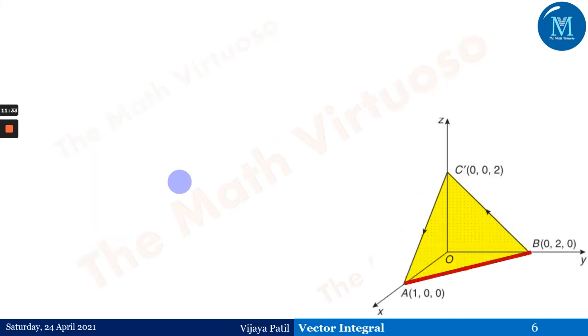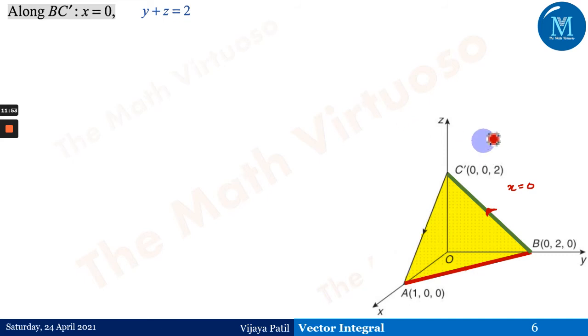Then after this particular line AB, we have to check along BC dash, that is x equals 0. This is the line we need to consider here. This is the line BC dash. The equation in this particular case is x equals 0. If x equals 0, that means y plus z equals 2. From where are we getting it? We have this surface as 2x plus y plus z equals 2.